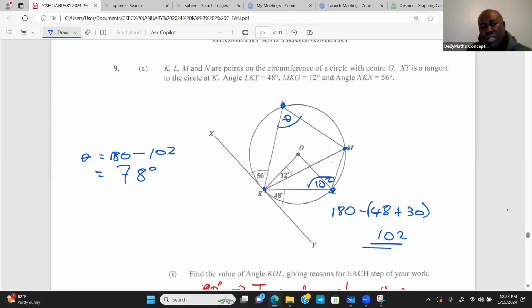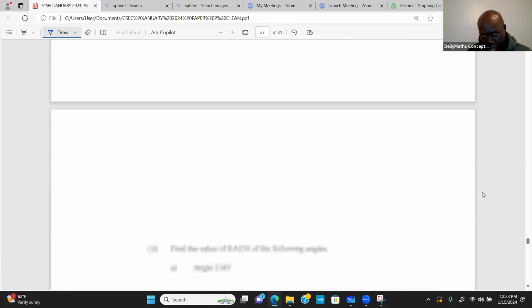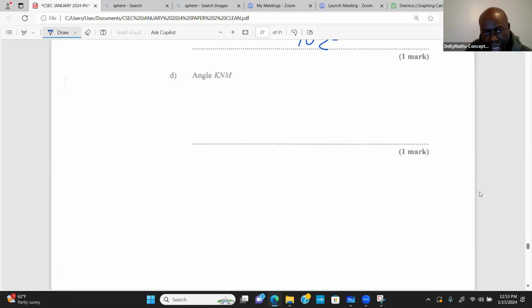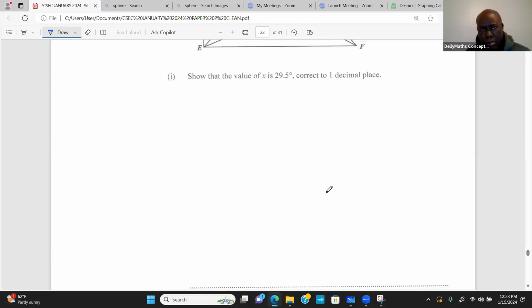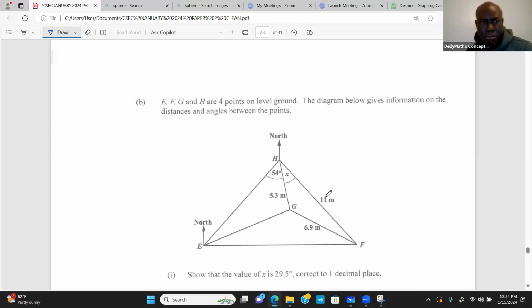And that's just one way you could have done it. There's another way you could have gotten the 78, because remember that this is 30. So the alternate segment here will take me here, which is 78 again. So there are multiple ways to get that. All right. So it's 78. This angle is 78 degrees. And we're almost there.